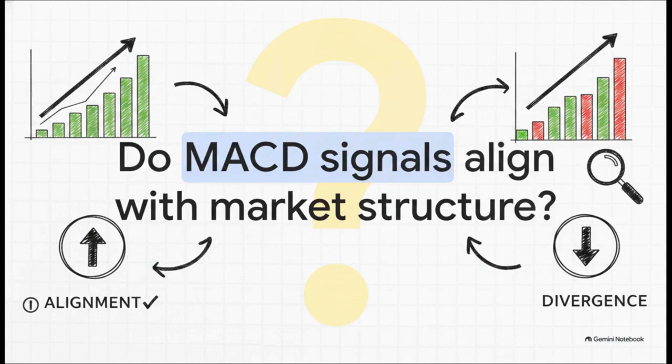As you head back to your trading screens to put this into practice, I want you to ask yourself, are your MACD signals actually aligning with the market structure, or is a divergence hiding right there in plain sight? When price structure and momentum agree, great, you have alignment. But when they disagree, man, that hidden divergence might just be the absolute most profitable story your chart is trying to tell you. So what is your chart trying to tell you right now?